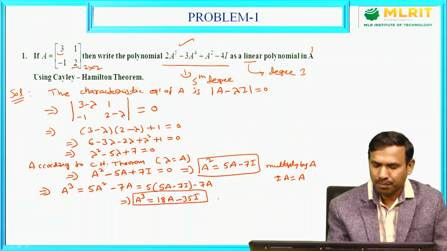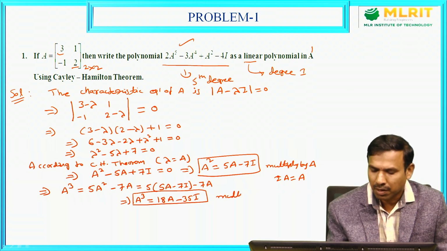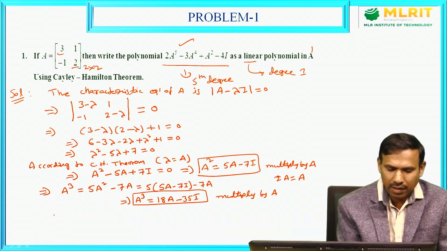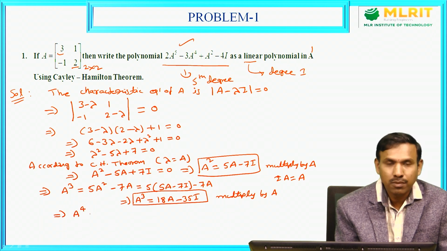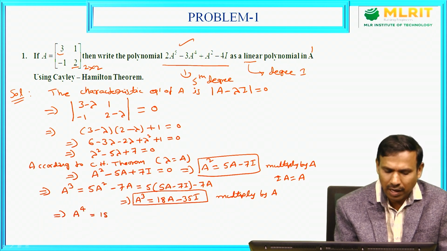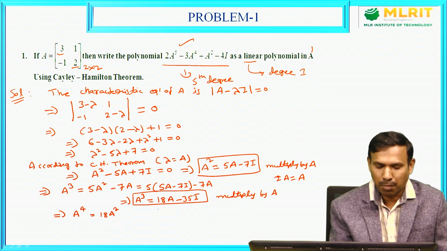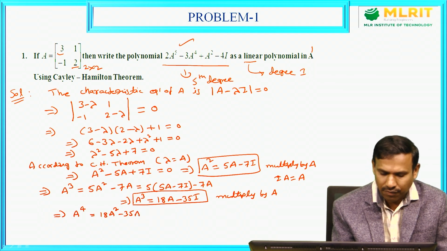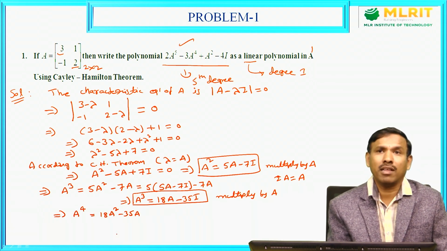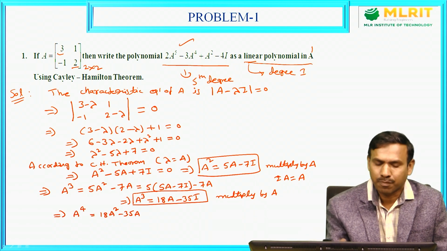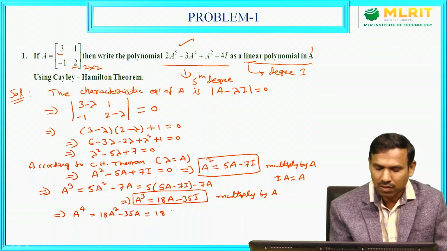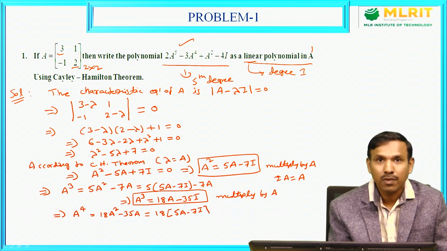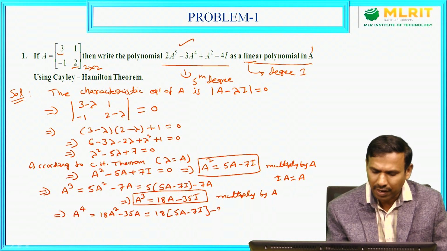Again multiply by a, because we want all higher powers, a power 4, a power 5, everything we want. Multiply by a, that is a power 4, which is equal to 18a into a, 18a square, minus 35 I into a. I into a means again it is a only, 35a. It is a second degree, I want it as a linear degree. The question is linear polynomial in a. So, a square again we will replace. So, already we have a square value 5a minus 7i, right, minus 35a.